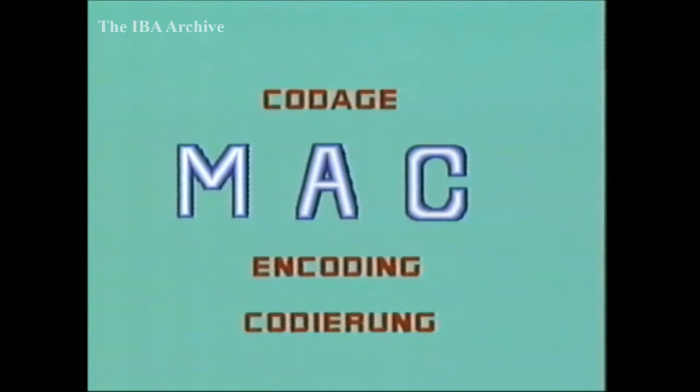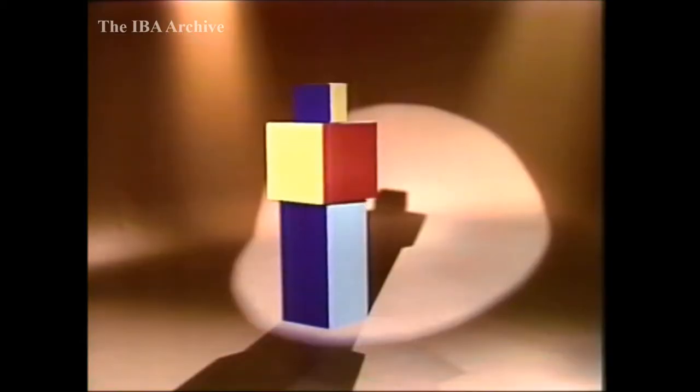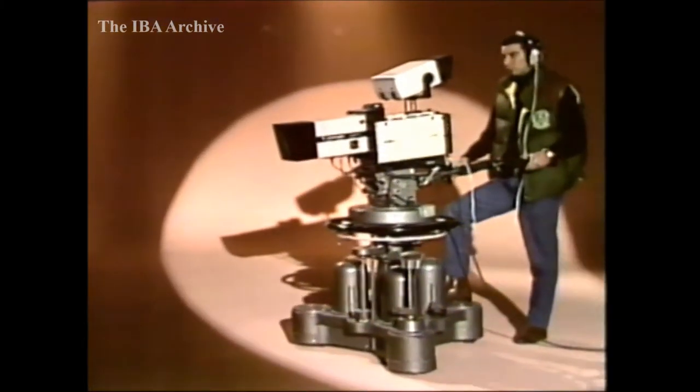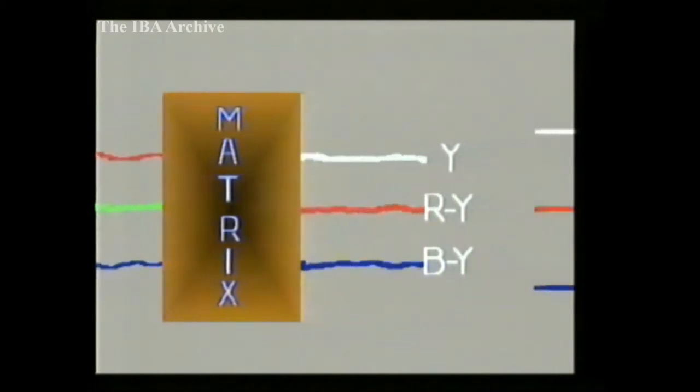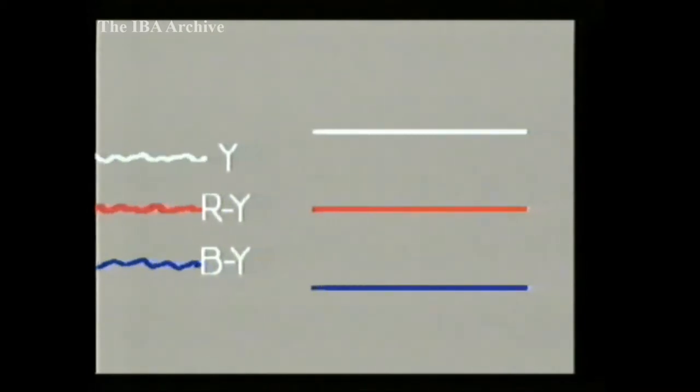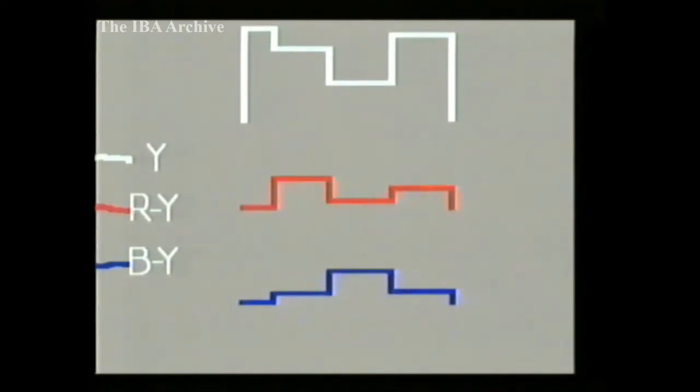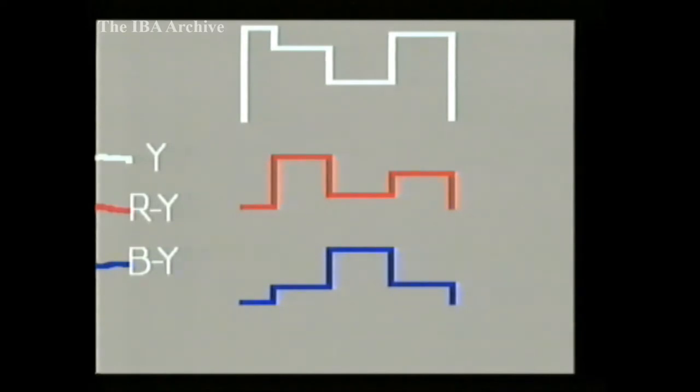MAC coding of the picture is therefore the process of compression of the video components and time multiplexing them together with bursts of data. The picture, scanned line by line, is matrixed in the normal manner to give a luminance signal Y with a bandwidth of up to 5.75 MHz. Also, red and blue color difference signals with bandwidths of up to 2.75 MHz.